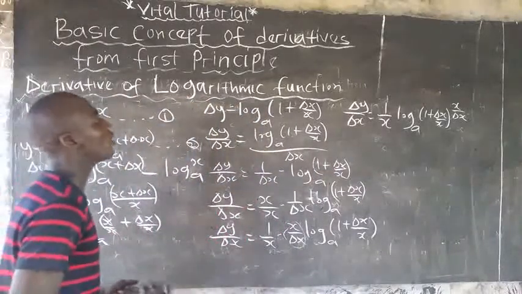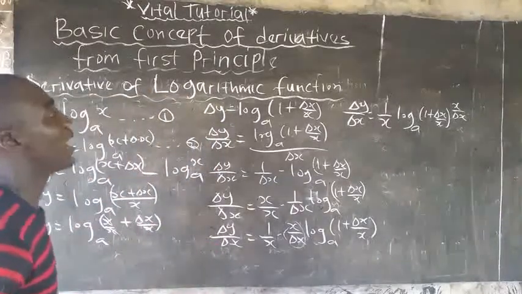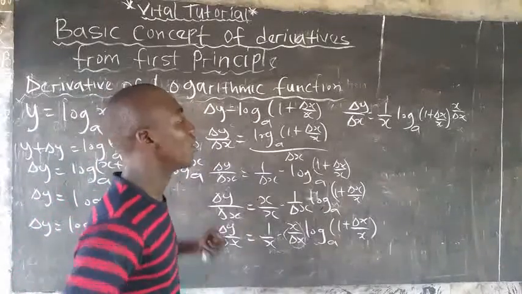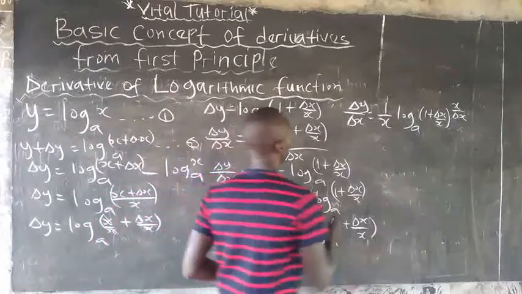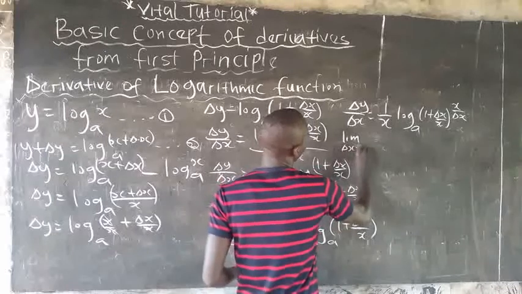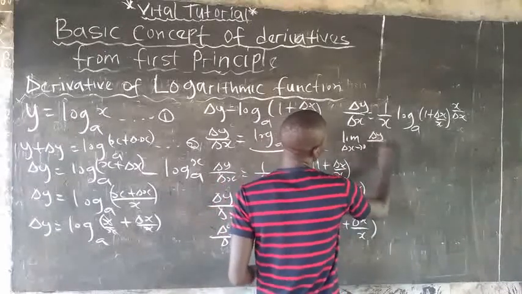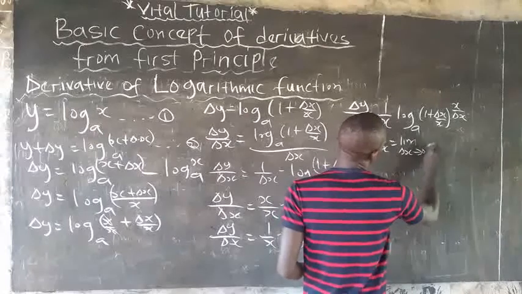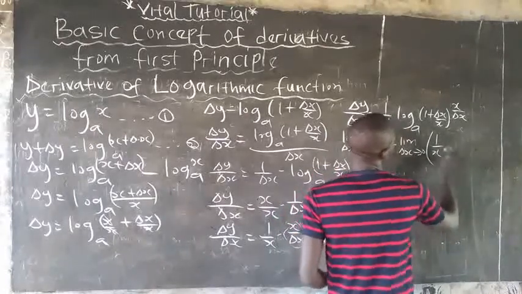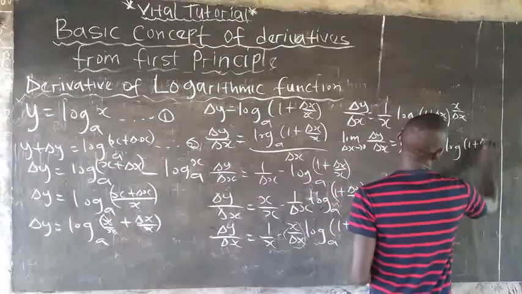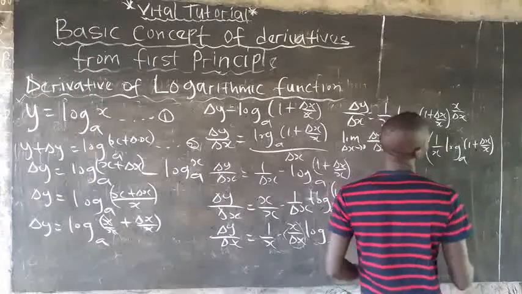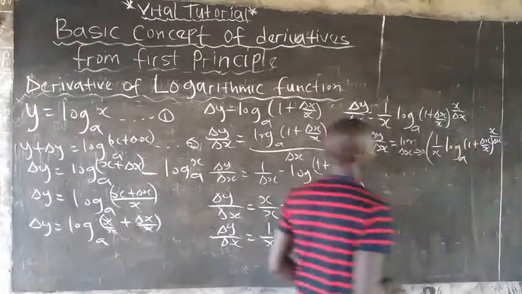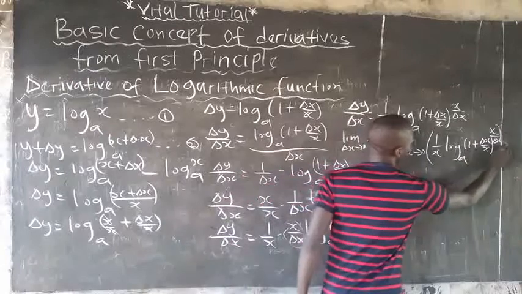Now what is the next step? What do you think we can do? The next step here, if some of you may be thinking that let us introduce our limit, yes, you are very, very correct. Let's introduce our limit. Limit as change in s approaching 0 of change in y over change in s will be equal to the limit as change in s approaching 0 of all this function here, 1 over s log of 1 plus change in s over s base a, everything raised to the power of s all over change in s. Then you can close your bracket.